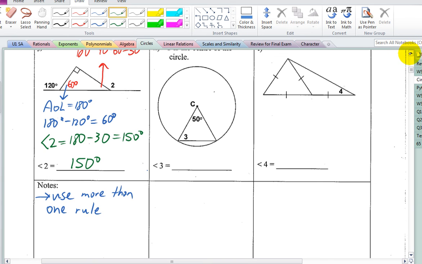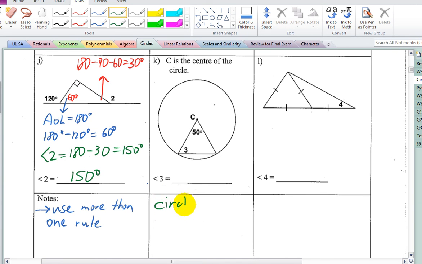Anytime you have a circle, when you have circles, you want to mark the radii as equal. So your radii is plural for radius. So right away, I want to say that these sides are equal. How does that help me? What do I have then? Nicole? Exactly. So look in your notes, find angle 3. Go.